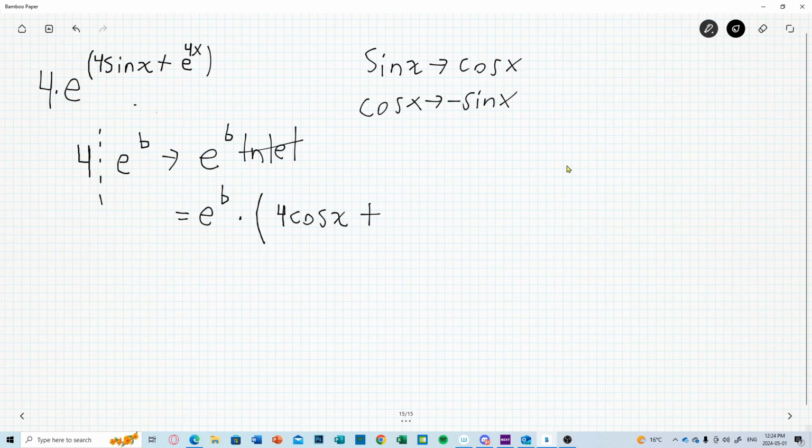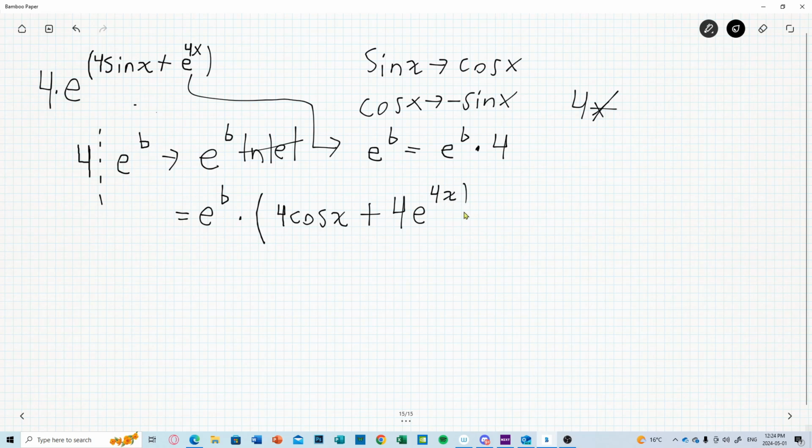Well, it's going to be the same thing as we did before. It'll be e to the b, which becomes e to the b because of the ln e. Now, multiplied by the inside, which is 4x. 4x, the x will go away because of the differentiation rules, and it'll just be 4. So it'll be 4 e to the 4x.